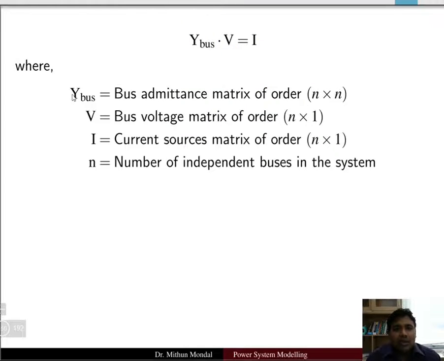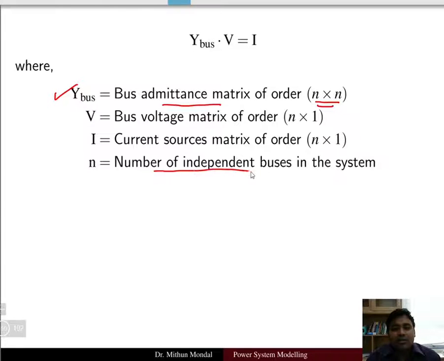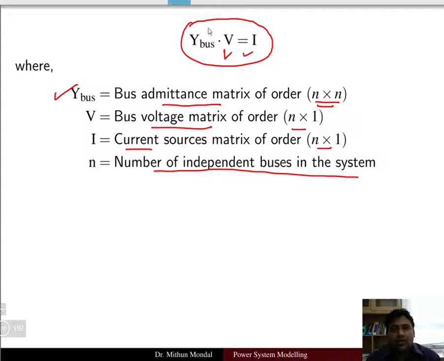Here the Y bus is the bus admittance matrix, which is of order n into n, where n is the number of independent buses in the system, and V and I are the voltage matrix and current matrix of order n cross 1. From the single line diagram we obtain the reactance diagram, and from the impedance and reactance diagram we can obtain the Y bus.